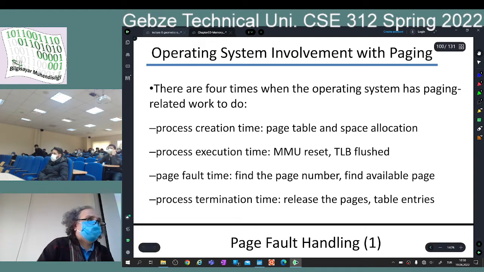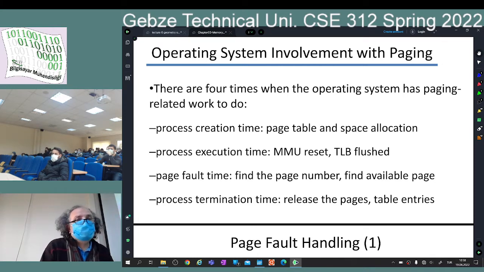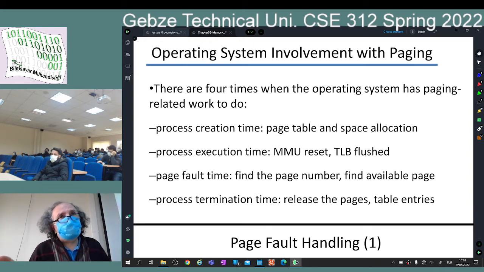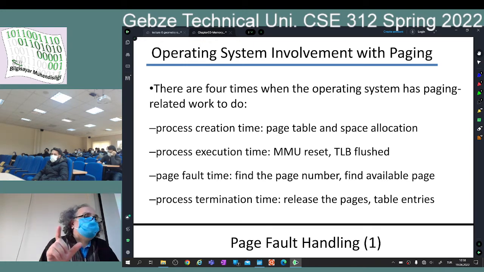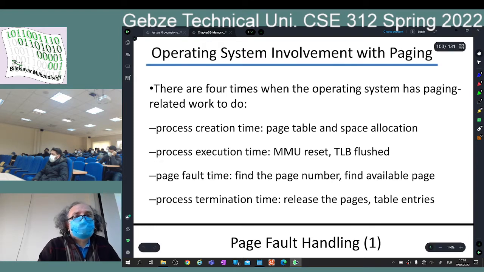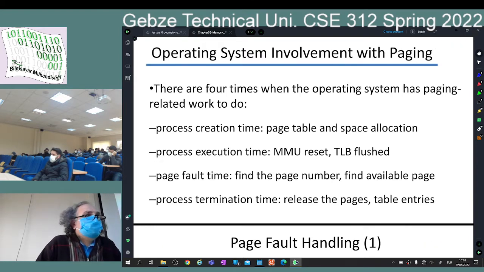And when the page fault occurs, remember, a page fault is an interrupt, a hardware interrupt. It is created by the MMU. The MMU says that I am going to translate a virtual address to a physical address, but I don't have the page number. I don't see it in my page table. So I am going to create an interrupt, and this interrupt will be handled by the operating system. That interrupt is called a page fault interrupt, or page fault simply.